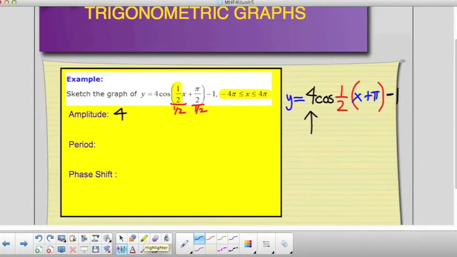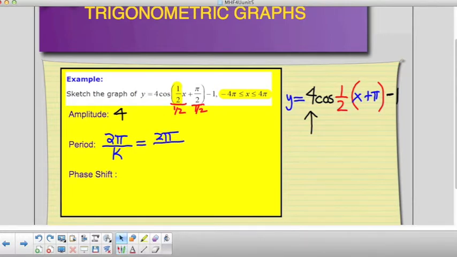cycle. And my formula for period is 2 pi over k. Can someone tell me what my k value is in this particular equation? What is my k value? What is the number that I factored out? Roxana, what's my k value? What number did I factor out?